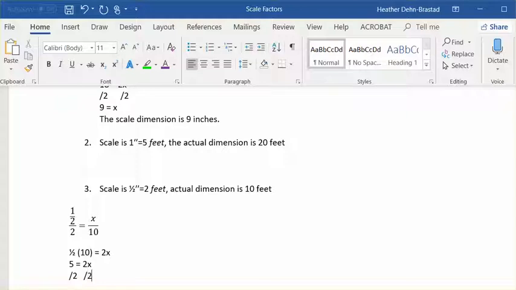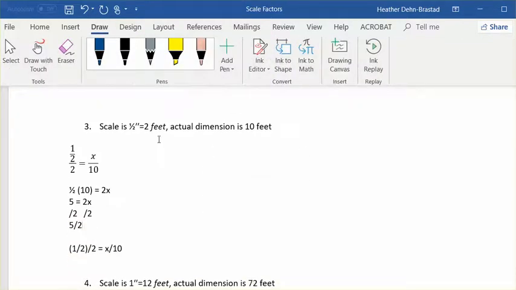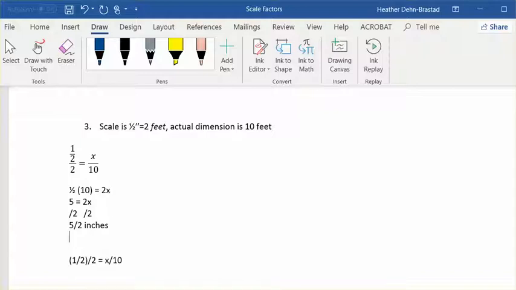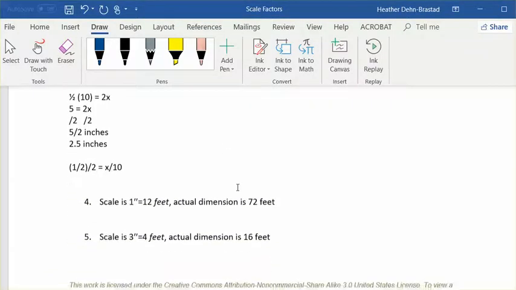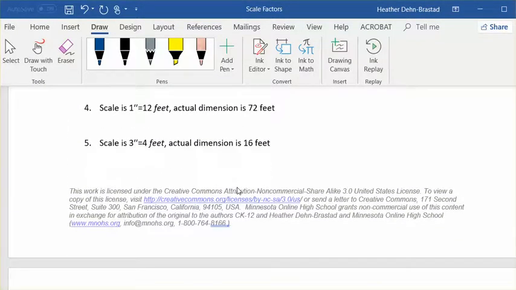Divide by 2. And you get 5 over 2 equals x. Now what was this in? This was in inches. We're missing the inches part. So you can write 5/2 inches equals x, or you can write 2.5 if you prefer. But then that's our answer right there. All right, let's look at the next section. There's a couple more of those for you to finish up.